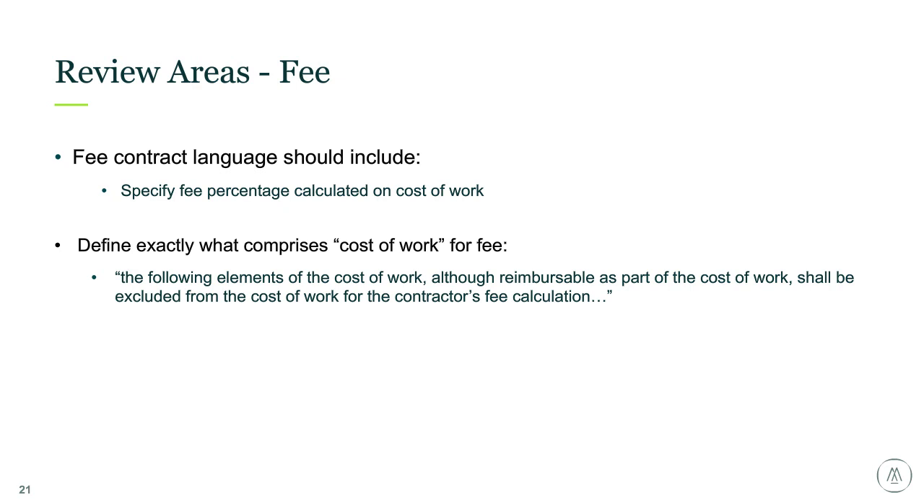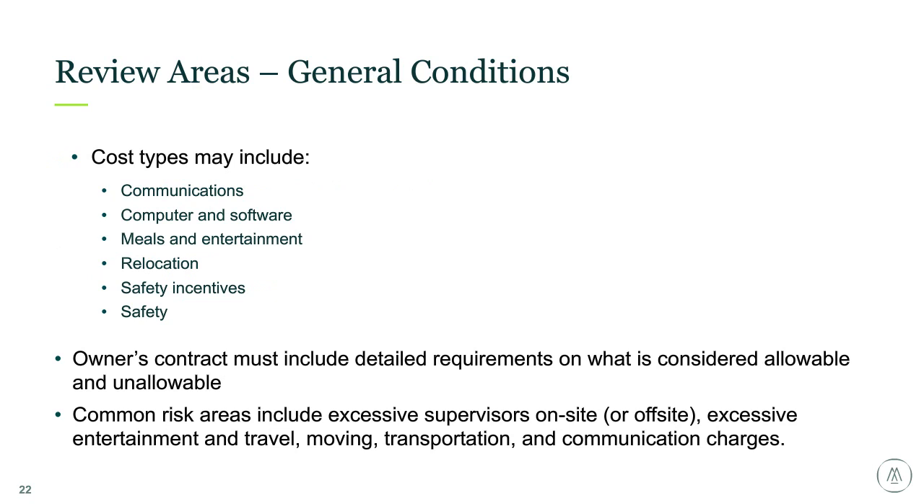General conditions. So costs include the cost to run the project: communications, computer equipment, meals and entertainment, relocation, safety, etc. I like contracts that have a matrix that clearly defines what's included as a GC, what's included in fee, and what's included in cost of work. Having clear expectations of what's in and what's out is critical to prevent indirect charges being charged to your job.